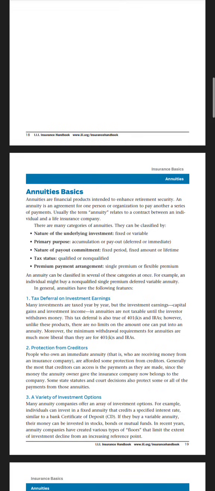There are many categories of annuities that can be classified by nature of underlying investment, fixed or variable; premium purpose, accumulation or payout; deferred or immediate; tax rate, qualified or non-qualified; premium payment arrangement, single premium or flexible premium. An annuity can be classified in several of these categories at once. For example, an individual might buy a non-qualified single premium deferred variable annuity.